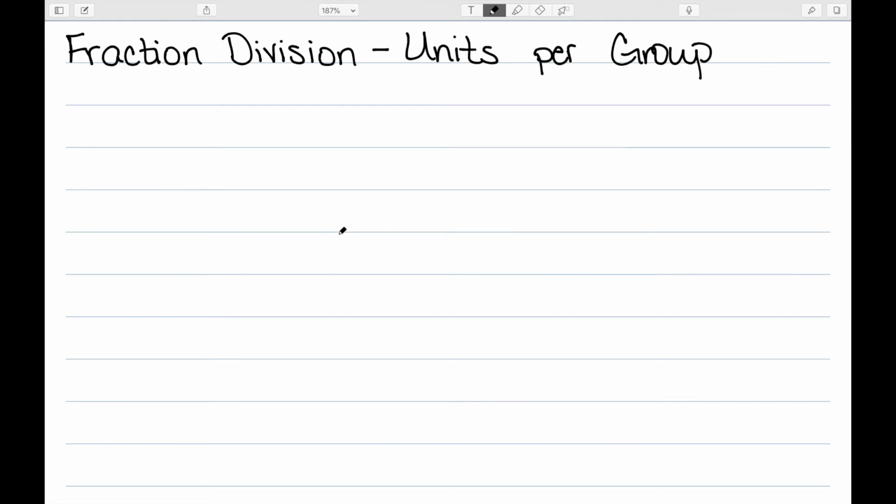In this video, I want to take a closer look at fraction division in terms of units per group, and this interpretation of division. As a reminder, this method takes a divided by b is equal to what and thinks of it as b times what is equal to a. We know the number of groups and we know the total number of units to be put in those groups, but we're missing how many units are in each group.